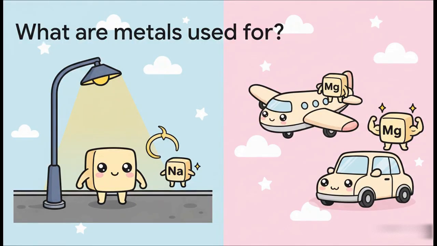And they have some really important and very different jobs in our world. Sodium, that's what gives so many street lamps that unmistakable yellow glow. And magnesium's combo of being light and strong makes it perfect for building parts for airplanes and high-performance cars. See? These aren't just abstract ideas on a chart, they're all around us.